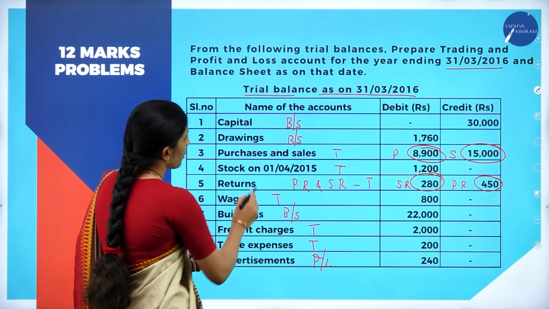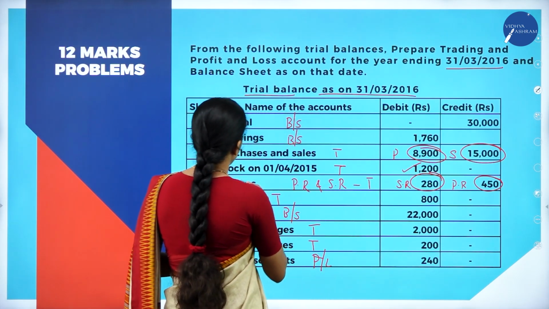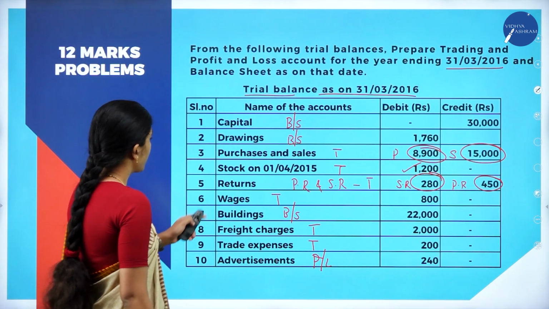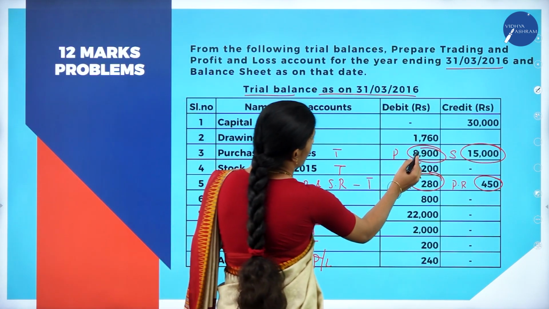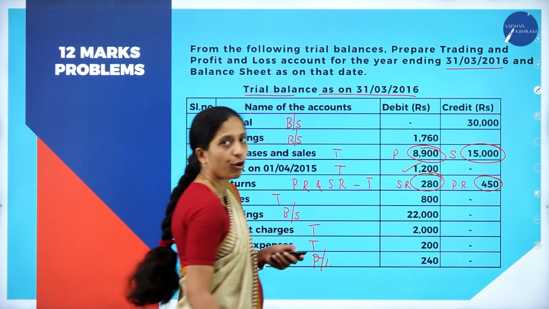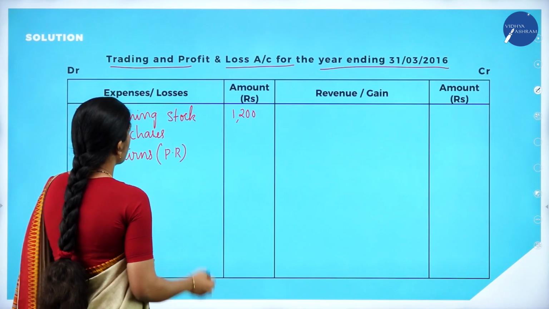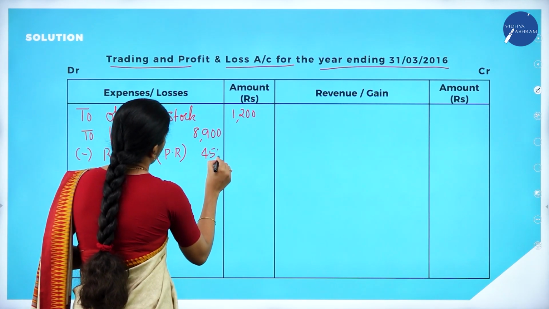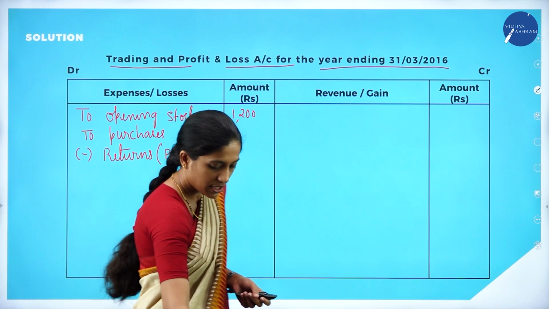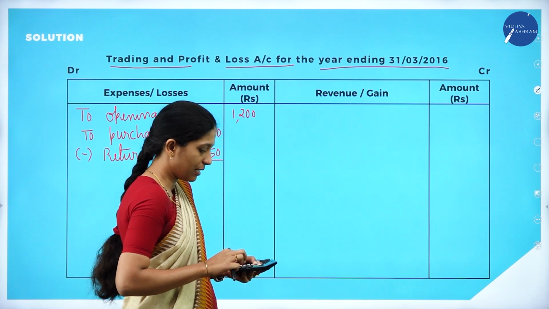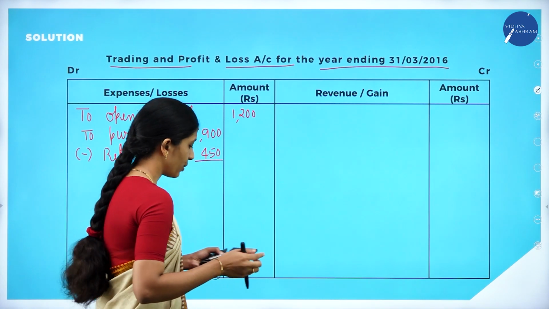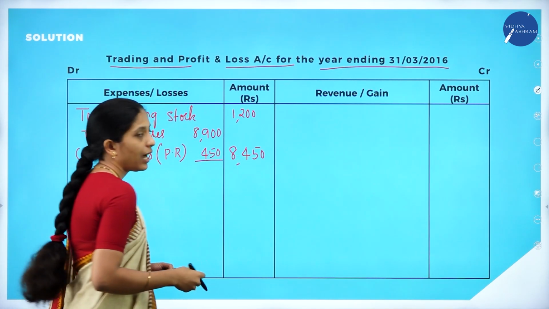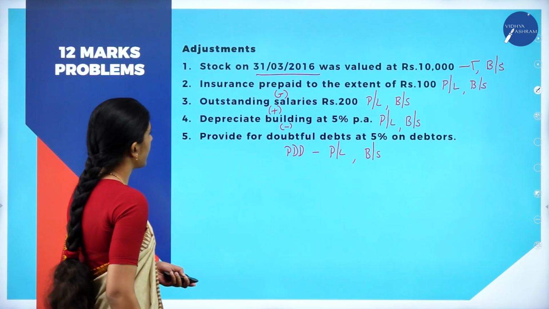So opening stock 1200. Purchases 8,900 and purchase return 450. 8,900 minus 450. So let's see how much. 8,900 minus 450, so we'll get 8,450. After that, we will record direct expenses.